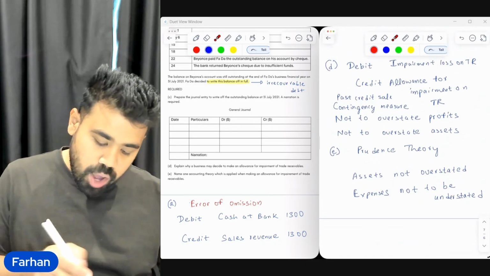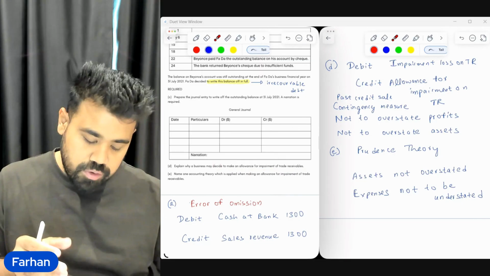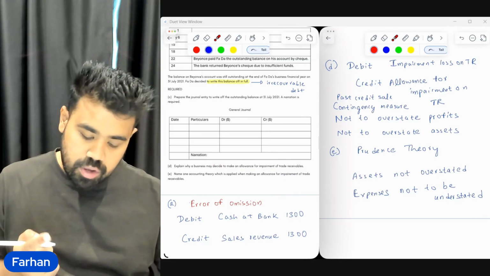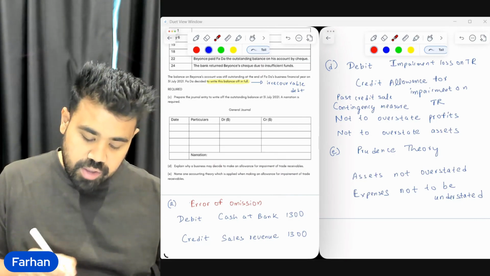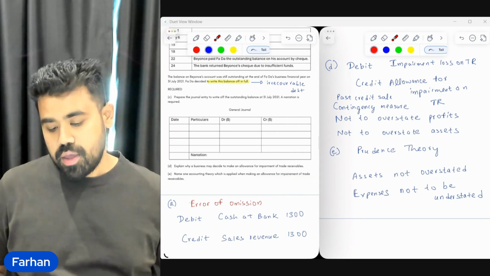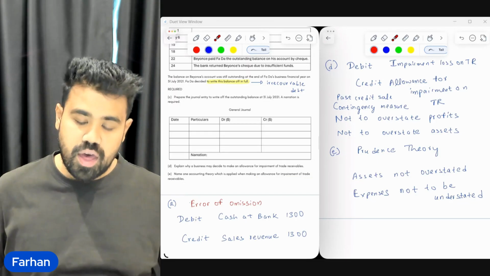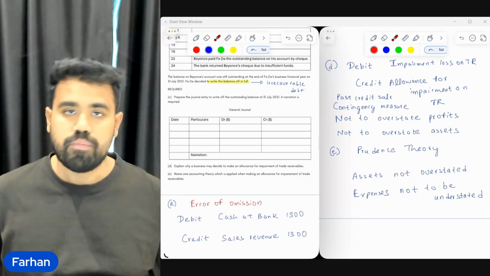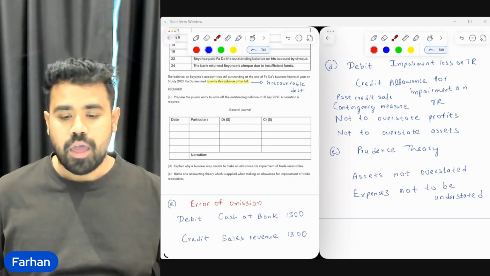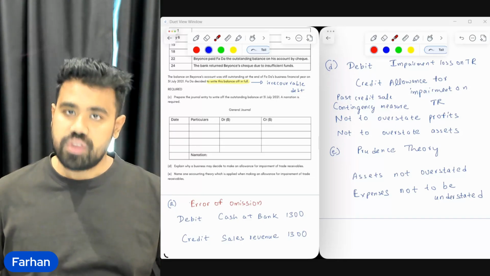So explain why a business may decide to make an allowance for impairment of trade receivables, and also name one accounting theory which justifies that we should make an allowance for impairment of trade receivables. All right. Now, let's understand the reason for doing an allowance for impairment of trade receivables. Okay. What do we understand by allowance for impairment of trade receivables?